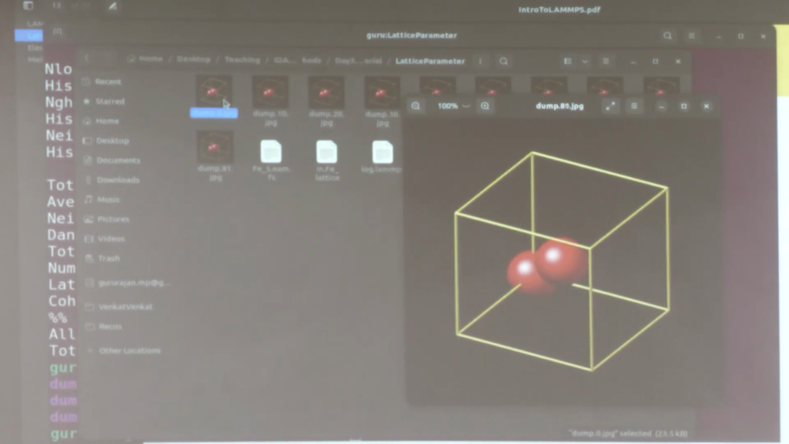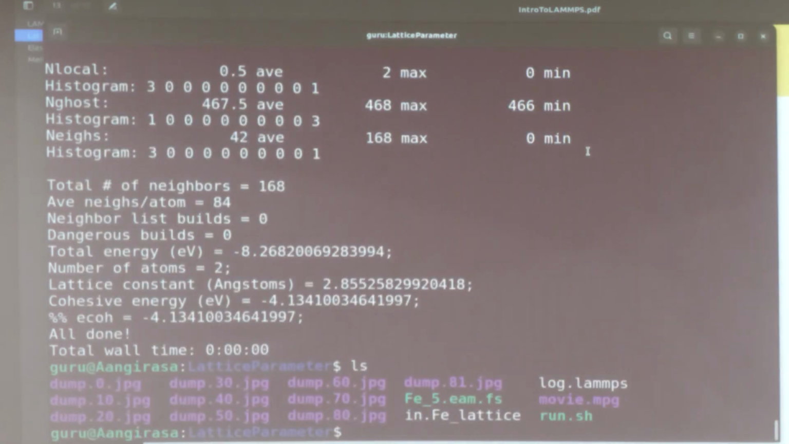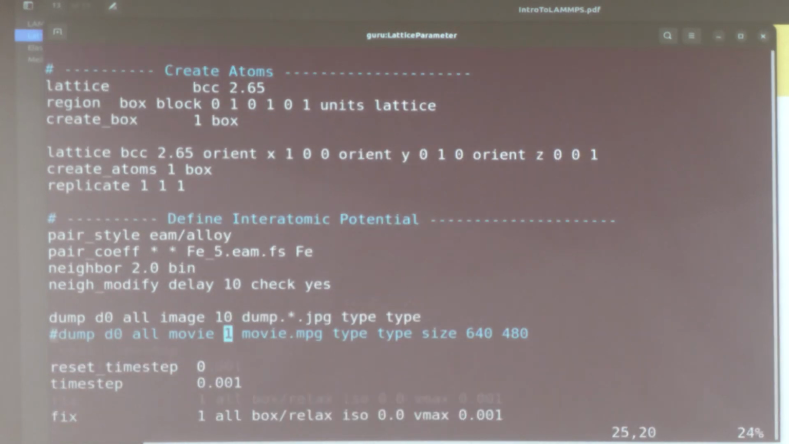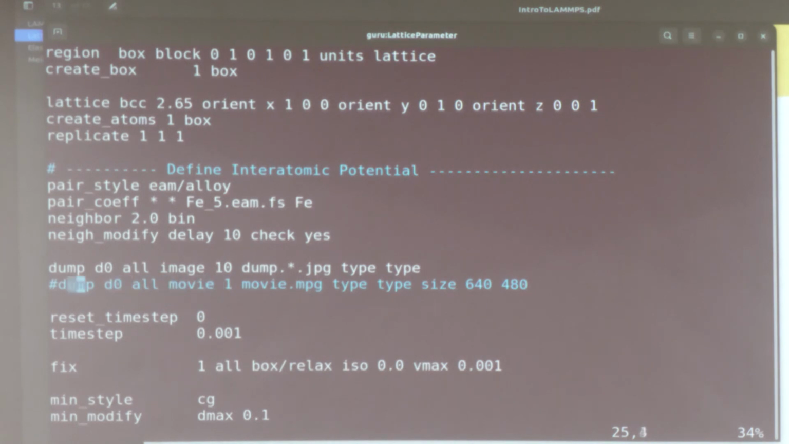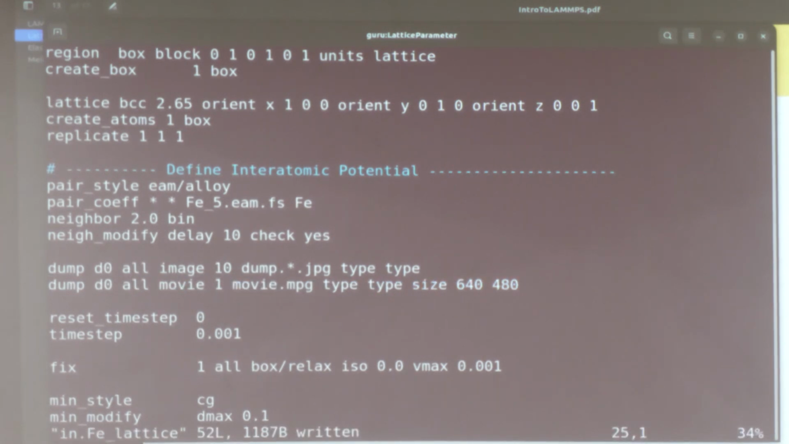Can you see, it is increasing to equilibrate, right. Now, you can also do an easy one. Instead of making these, you can just make a movie and ask it to dump, that also it will do, that is this command. And in this dump I am asking it to do it for every step, right.